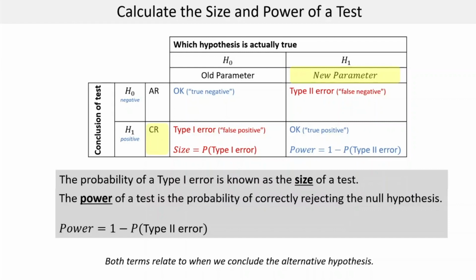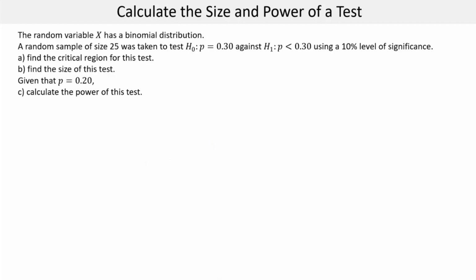Let's have a look at an example. So, let's calculate the size and power of a test. Here we're told that a random variable x has a binomial distribution. A random sample of size 25 was taken to test the hypotheses p equals 0.3 against the alternate hypothesis p is less than 0.3. We're using a 10% level of significance. First we're asked to find the critical region for the test.